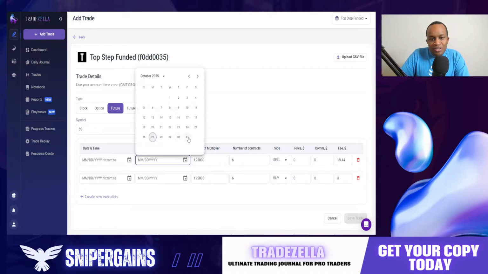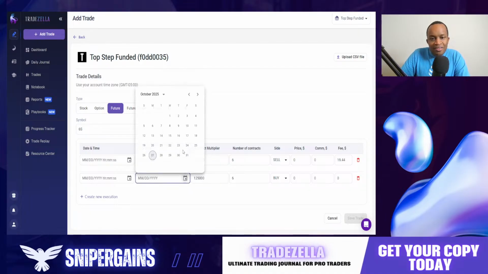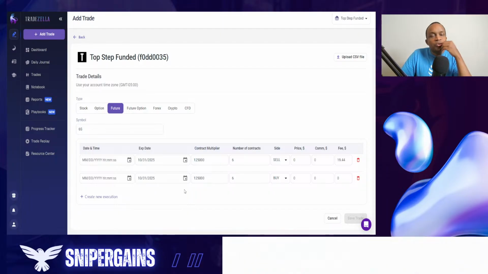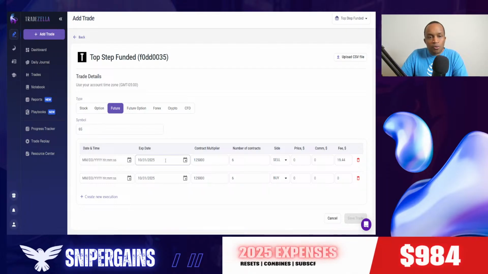The expiration date doesn't really matter for me. I just always put it at the end of the month. I know it's probably obviously beyond that in an actual futures contract, but for this, it's solely focused on just tracking the trade. Now, this part matters to me because I want to know when I took this trade.